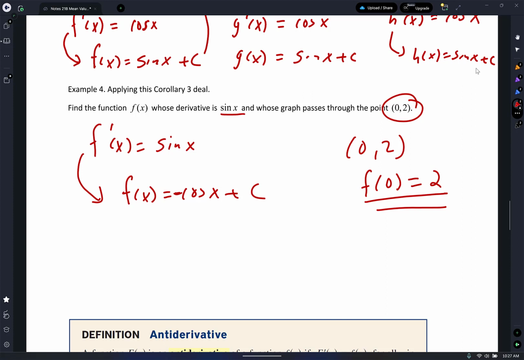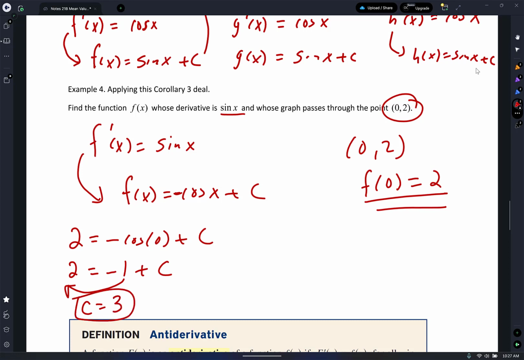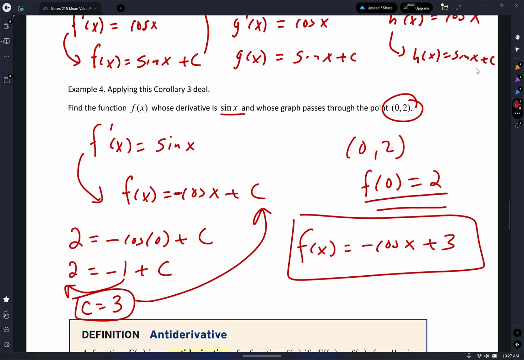Now use this to figure out what the c value is. 2 equals negative cosine of 0 plus c. It's baby pre-calc. What is cosine of 0? 1, but I have a negative there, so 2 equals negative 1 plus c. Move the 1 to the other side. c has to equal 3. Now that I know that c equals 3, you come back and say f of x equals negative cosine x plus 3. Are we okay? All right, there it is.